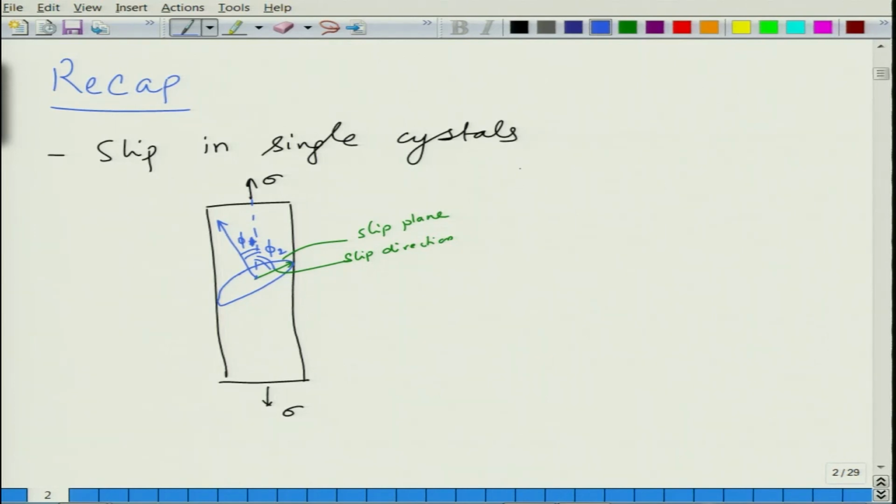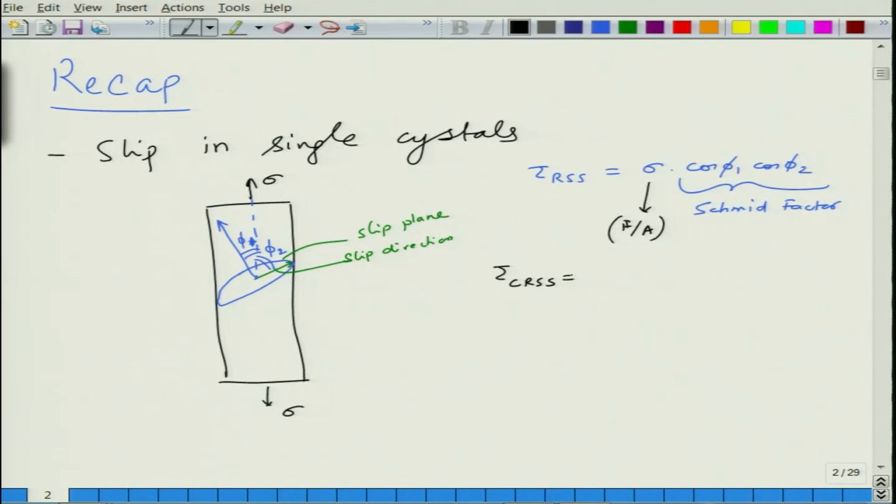Based on this we resolved what we call the shear stress tau RSS, which is sigma into cos phi 1 into cos phi 2, and this product of cos phi 1 and cos phi 2 is called the Schmidt factor, and sigma is nothing but force divided by area. Now, this resolved shear stress has to exceed a critical stress which is called tau CRSS, critical resolved shear stress, which is sigma y into cos phi 1 into cos phi 2.